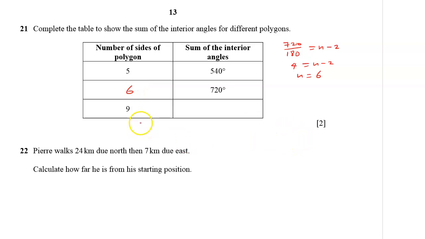And of course, when the polygon has 9 sides, what is the sum of the interior angles right there? So go 9 minus 2 times 180. This should give us 1,260. Of course, this should be 7 times 180. Should give us that, 1,260.